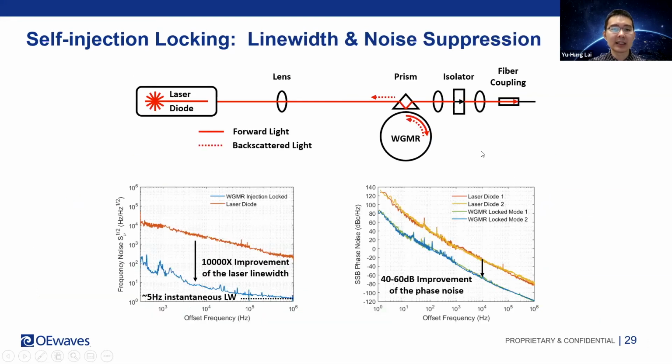So the real system is actually more complicated. But here I want to show that by using self-injection locking, we can achieve linewidth and noise suppression. So here we show the laser diode. For example, this is a laser diode linewidth curve measured by our OPNTS. And then by injection locking this laser diode with our whispering gallery mode resonator, we actually achieve a 10,000 times improvement of the laser linewidth, such that we achieve 5 hertz of instantaneous linewidth. On the other hand, we tested several laser diodes, and we tested several whispering gallery mode resonator modes. And then we can achieve a consistent 40 to 60 dB improvement in the phase noise. So this kind of technology is quite robust.